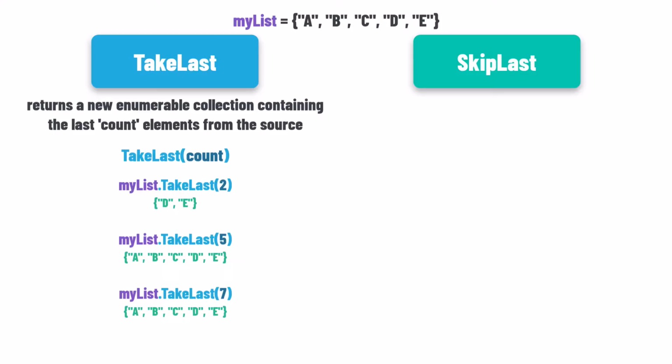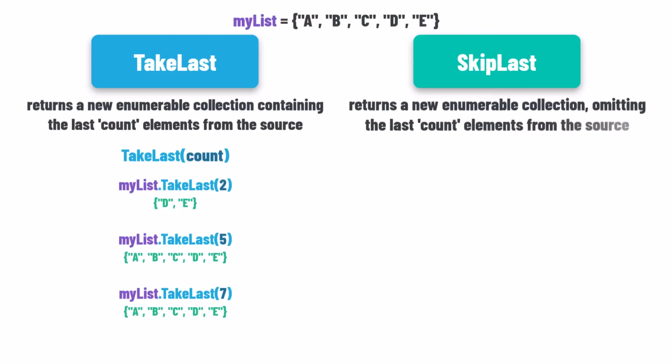Now, let's examine the SkipLast method. It returns a new enumerable collection, omitting the last count elements from the source. In simpler terms, it skips the last count elements of the sequence. It has only one overload, the method name accompanied by an integer parameter, which indicates the number of elements to be skipped from the end of the collection.